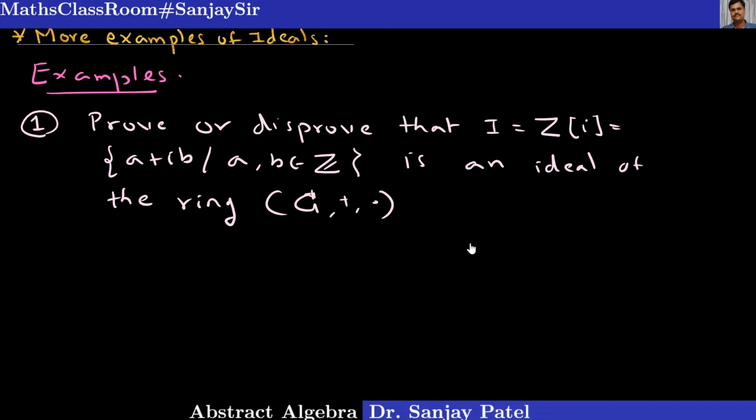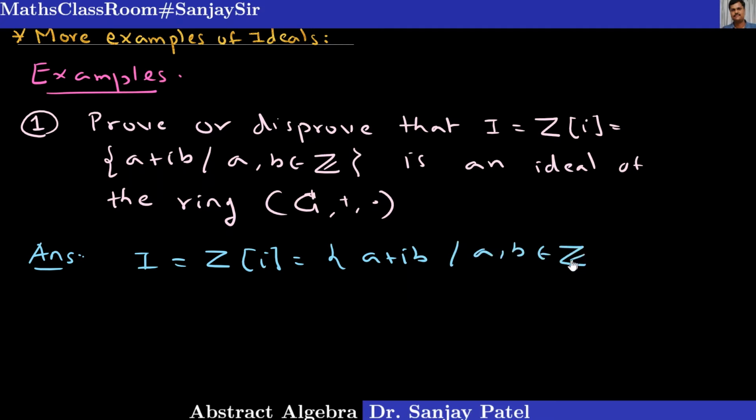Prove that the set of numbers a plus ib, where a, b belong to Z. These are all Gaussian integers. The set Z[i] is called the Gaussian ring. We want to check whether it is an ideal of the ring C or not, the ring of complex numbers. You know that this I is a subset of C. It contains complex numbers whose real and imaginary parts are integers.